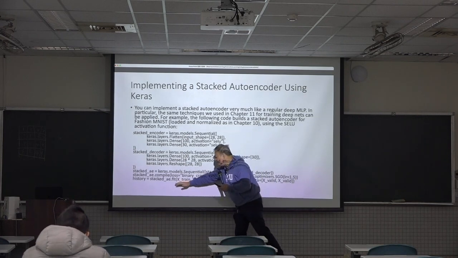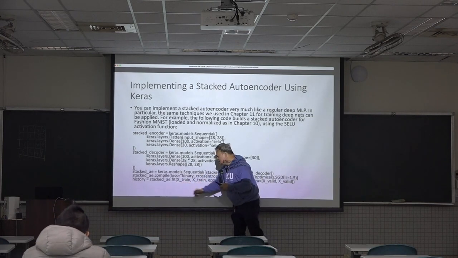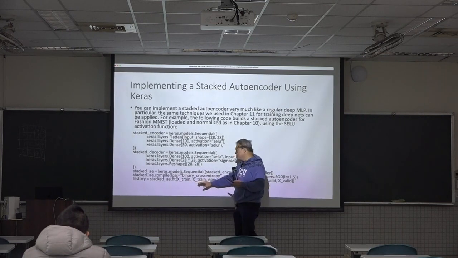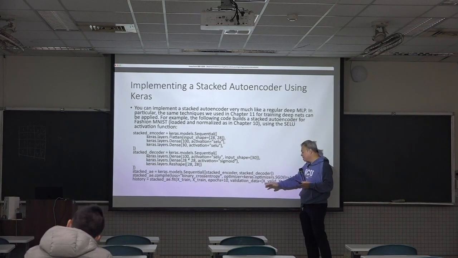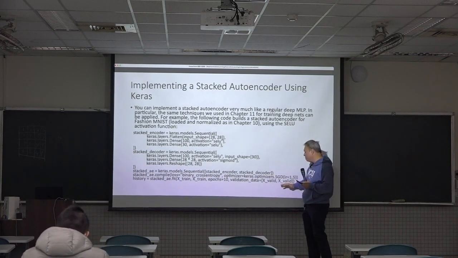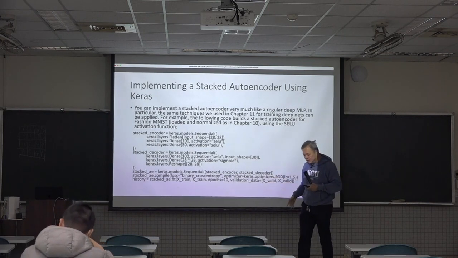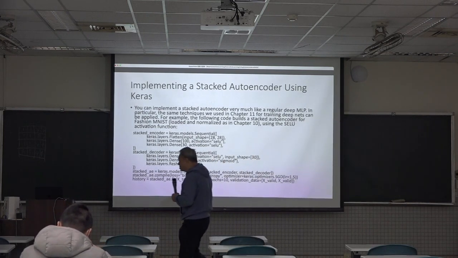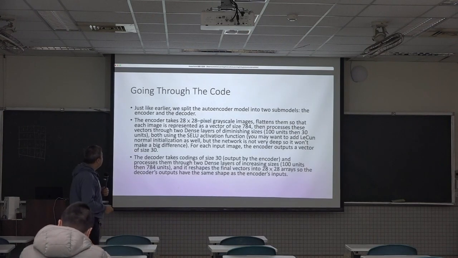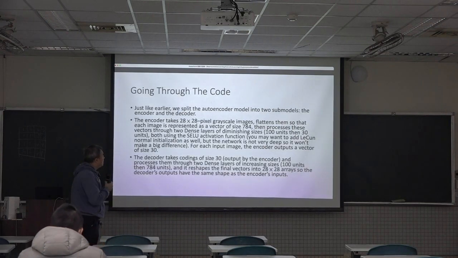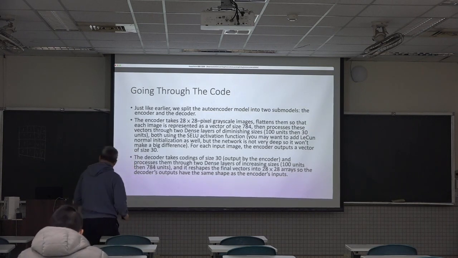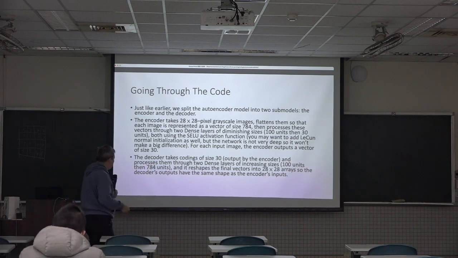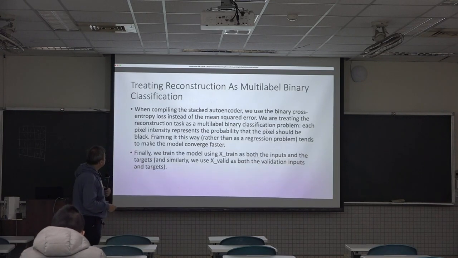Again, we use the same data set as the input and the label, as I already mentioned. And we use the same thing as the validation set and the label for the validation set. So we train this for 10 epochs, and then we can get a stacked autoencoder for the Fashion MNIST. This part I think I already talked about.